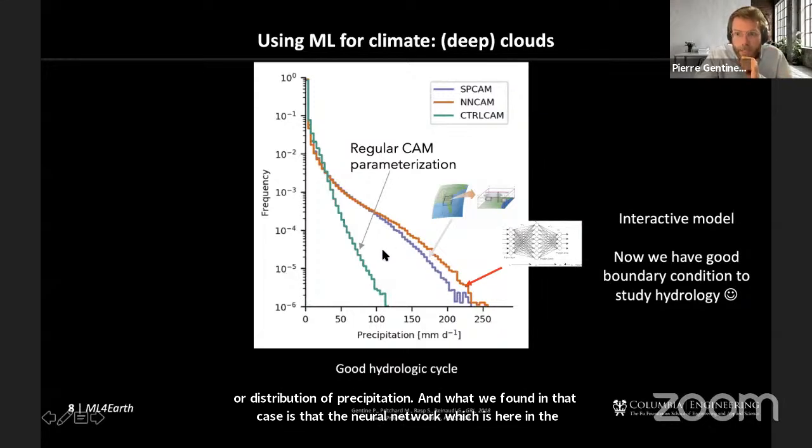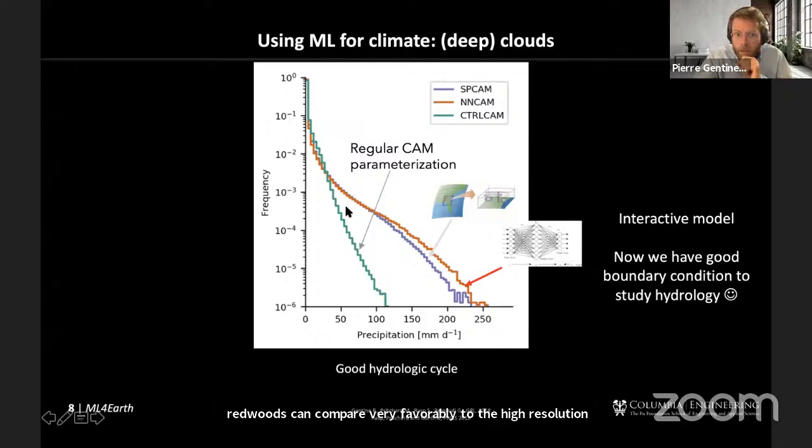And it is also doing a much better job than the original physically based parameterization, which has the typical, what we call, drizzle problem, where precipitation happens too frequently and also tends to be too weak. So we don't have enough extremes of precipitation, and that's a major issue when you want to look at the water cycle in particular.